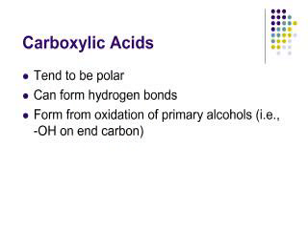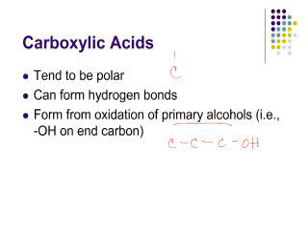In terms of making carboxylic acids, they tend to be made from primary alcohols. So an alcohol where the OH group is on the end of the chain is a primary alcohol. And so if you oxidize these, they can form carboxylic acid.